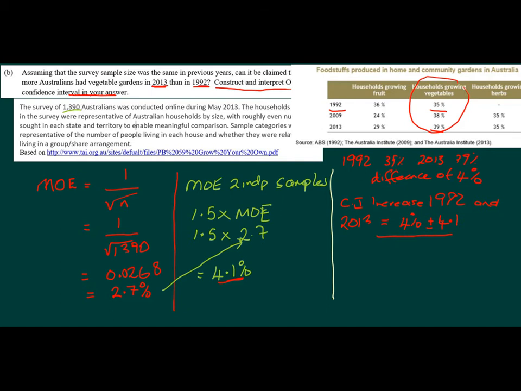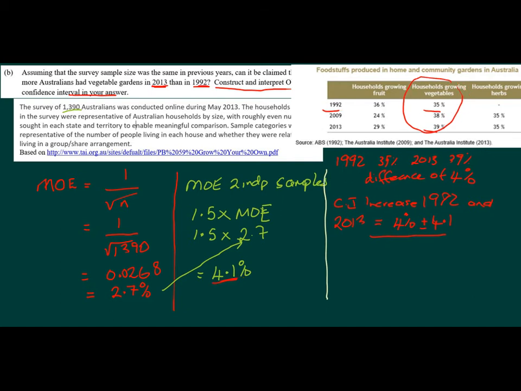So let's create a confidence interval for this then. So if we go 4 minus 4.1%, we get negative 0.1. And if we go 4 plus 4.1%, we get 8.1. And that's our confidence interval. And you'll notice here that because this first number, the lower limit, is below 0, it spans 0. So therefore, we can't make the call as such.